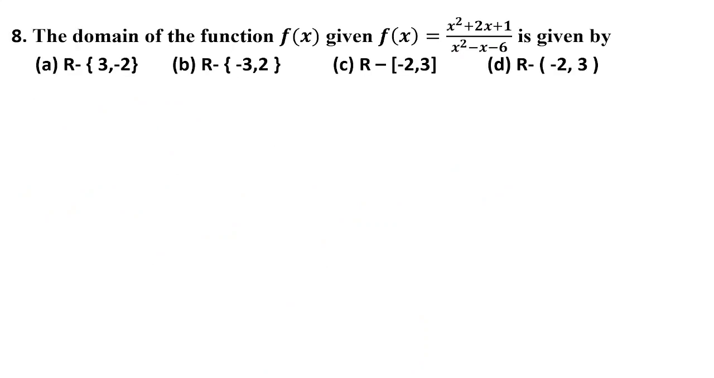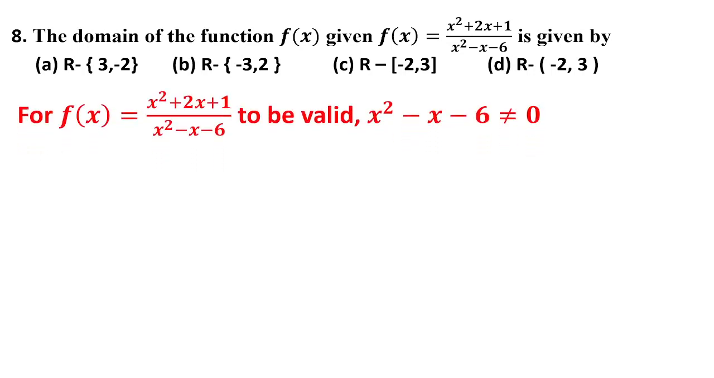Question number 8. The domain of the function f of x is given by what? Now, we know that for a domain to be valid, for elements to have images, the denominator should not be 0. Therefore, x square minus x is not equal to 0.